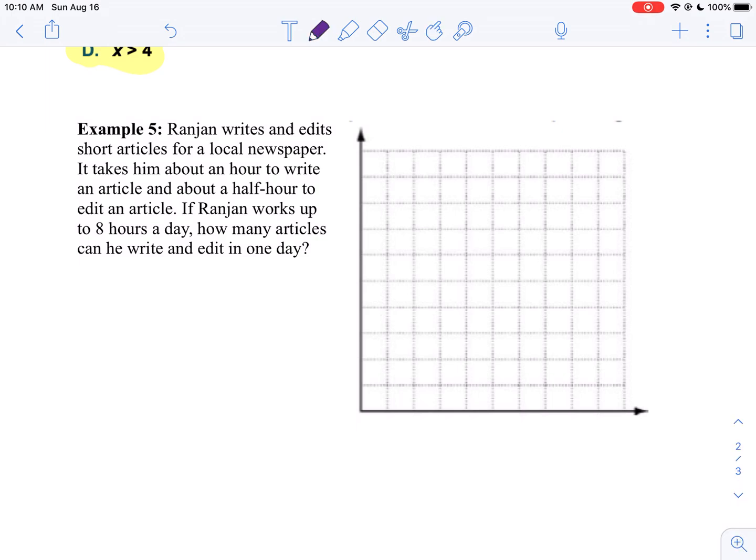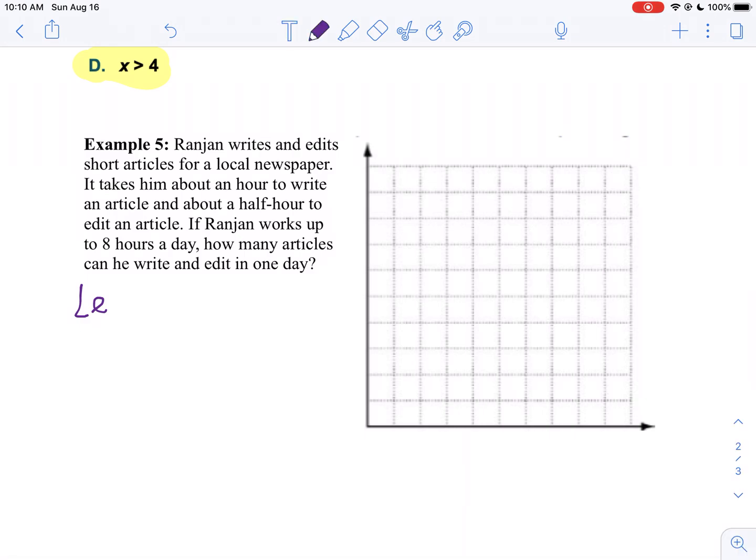Well, let's define our variables. Let X stand for the articles he writes. And let Y stand for the articles he edits.